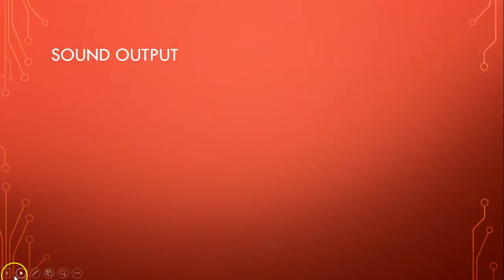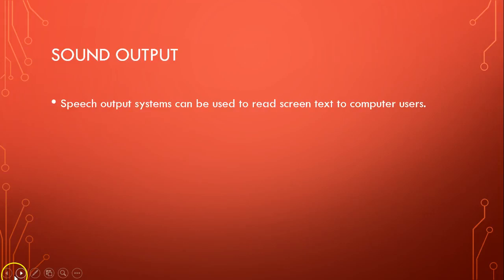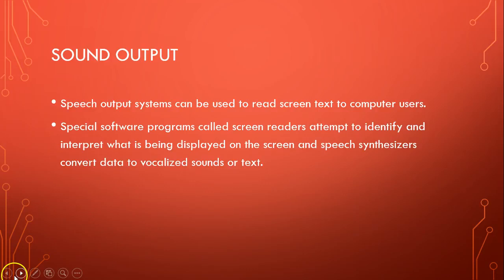All right, next up, sound output. Speech output systems can be used to read screen text to computer users. Special software programs known as screen readers attempt to identify and interpret what is being displayed on the screen, and speech synthesizers convert data to vocalized text or sounds. Audio output devices also produce music, speech, or other sounds.